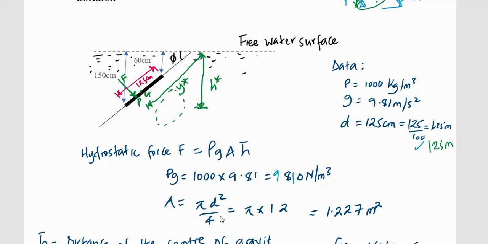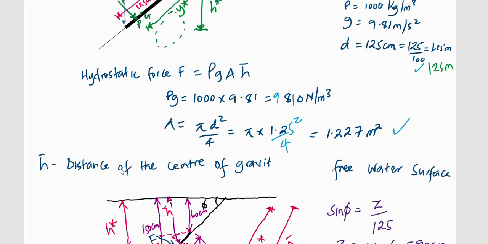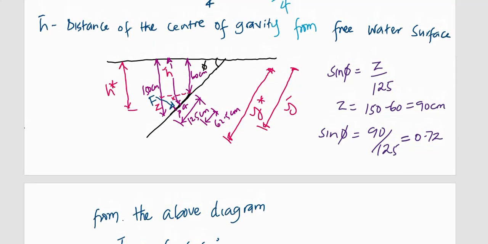Then area is equal to pi d squared over 4. The diameter is 125 centimeters, so it becomes 1.25 meters. So we square everything and divide by 4, and this gives us 1.227 square meters. Let us proceed and see what else is required. We have said that H bar is the distance of the center of gravity or the centroid from the free water surface. Let us proceed and see how to position H bar and how to position H star, which is the point of application of the hydrostatic force.